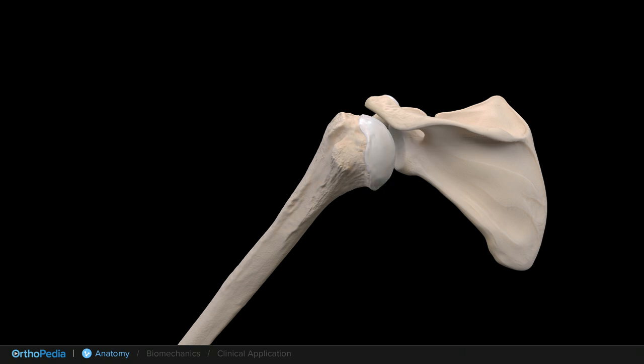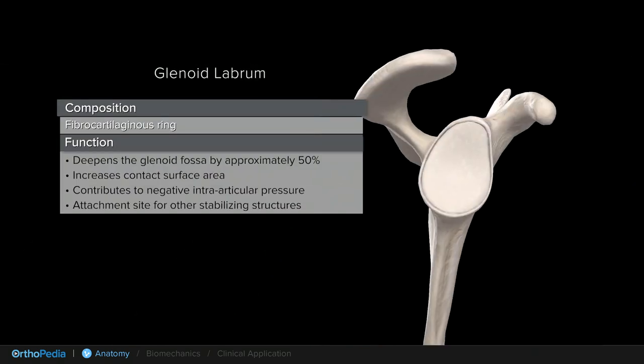This mismatch in surface area contributes not only to extreme mobility of the joint, but also increased risk of instability. The glenohumeral joint, therefore, gets its stability from both dynamic and static factors. The glenoid labrum is a fibrocartilaginous ring that acts as one of the static restraints of the glenohumeral joint by deepening the glenoid fossa, increasing contact surface area, and contributing to the negative intra-articular pressure of the shoulder joint.